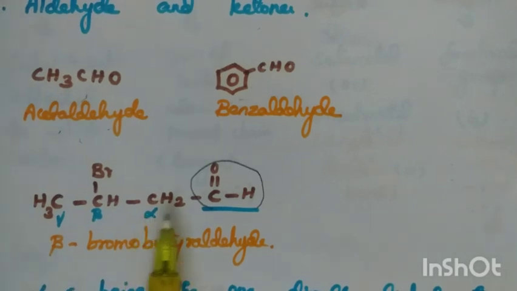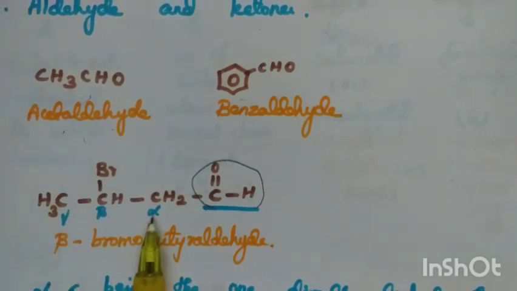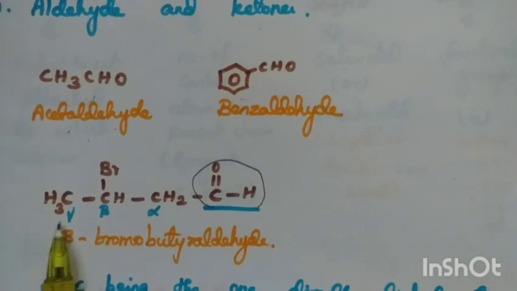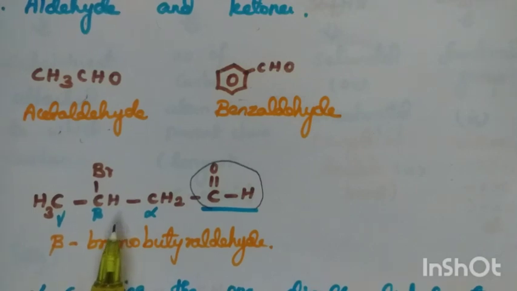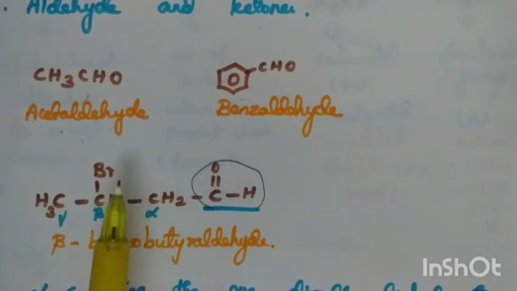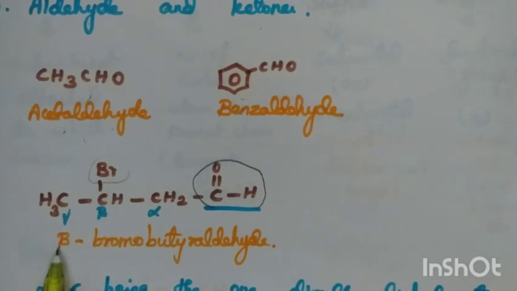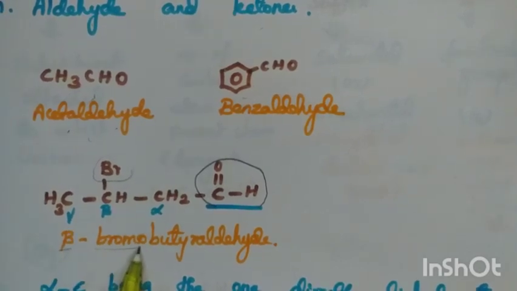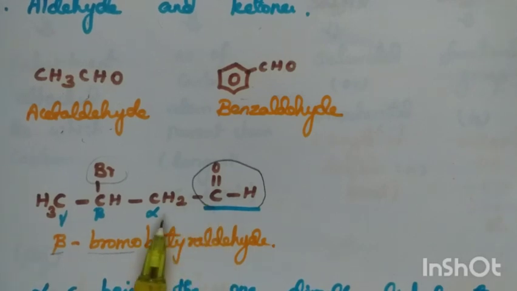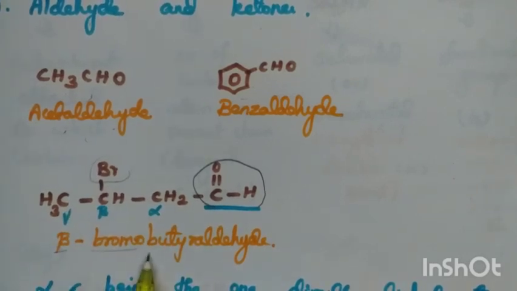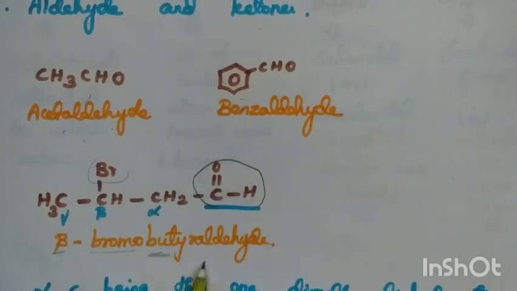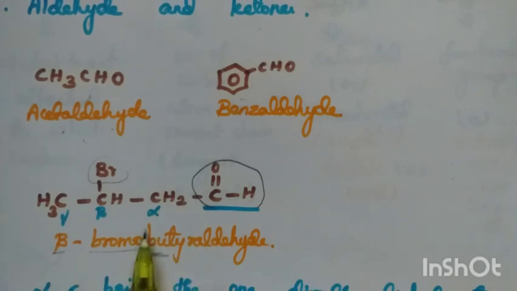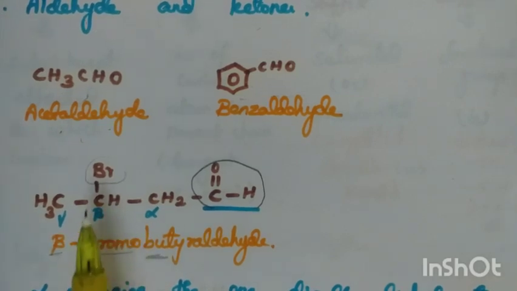The carbon next to the functional group is called alpha. This is beta and this is gamma. How to write the common name? First you have to write the substituent. What is the substituent here? In the beta carbon we have one bromo. So write that first, beta bromo. Totally how many carbon atoms are there? 1, 2, 3, 4 carbons. So butyl. What is our functional group here? Aldehyde. So while writing the common name, you have to mention alpha, beta, gamma as a substituent.